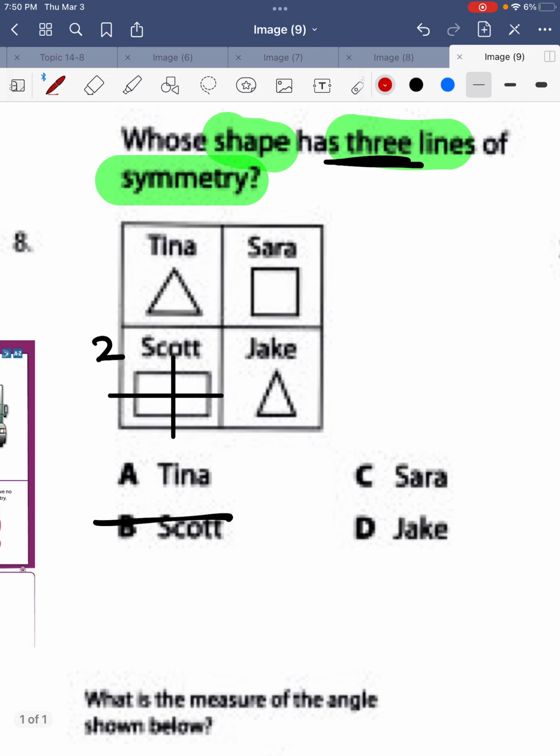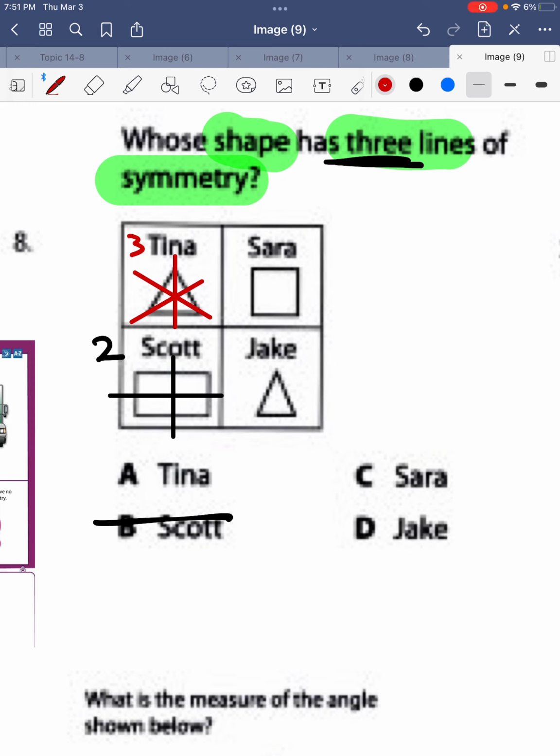So let's see how many times I can do my line of symmetry. I can do one down here. Let me do that again. I can do one down here. Because this triangle is equal on all sides, I can do another one right here, and I can do another one right here. So this one has 3 lines of symmetry.